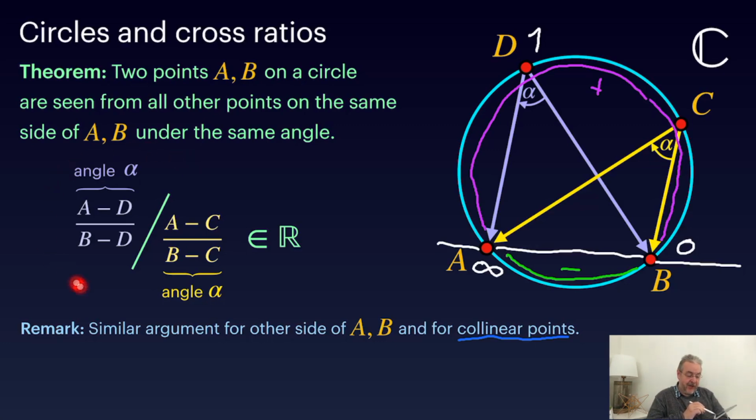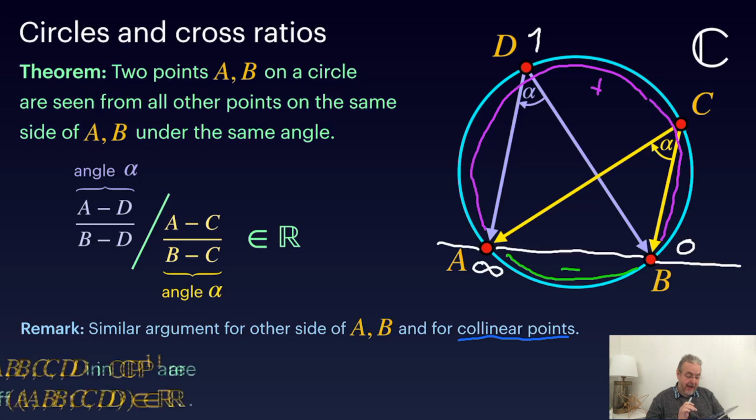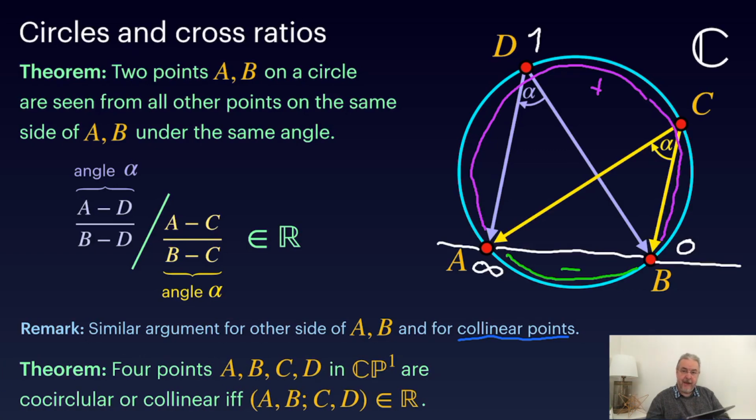The important observation is that what you've written here is actually a cross ratio. And if you fill out all the gaps that are left in my sketchy descriptions here, you can prove the following theorem. 4 points A, B, C, D in the complex projective line are either co-circular or collinear if and only if the cross ratio between these 4 points is a real number. So having a real number is a certificate for 4 points to either be co-circular or collinear.